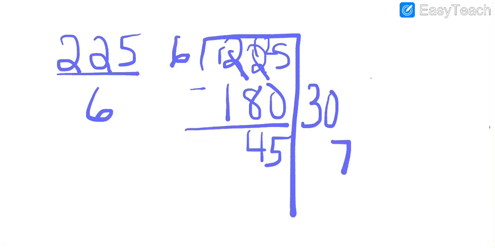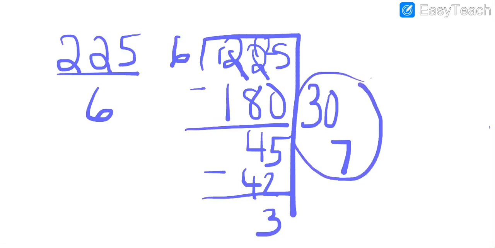So write that 7 down here on the outside. 42. We're going to subtract that and get the difference. 5 minus 2 is 3. All right, that's as far as we can go. We're going to have a remainder of 3 because 6 can't go into 3. So take this answer on the outside. That is your quotient. Let's add it up. 37. There we go.